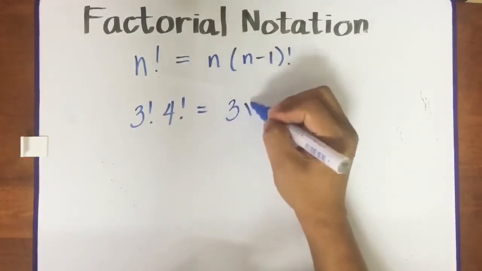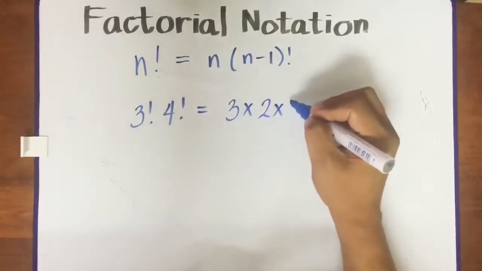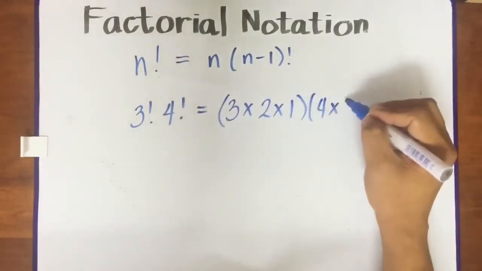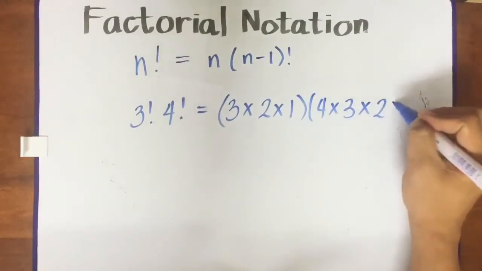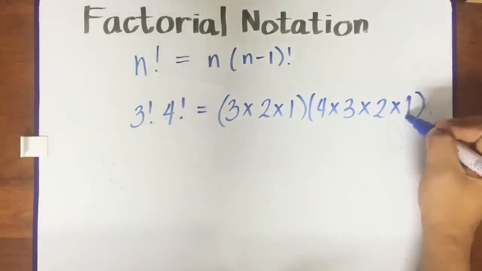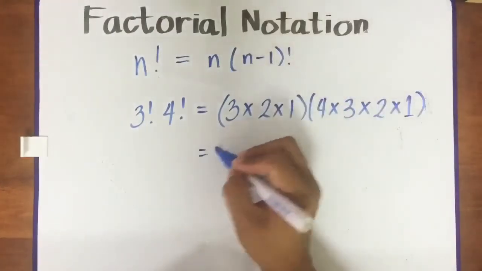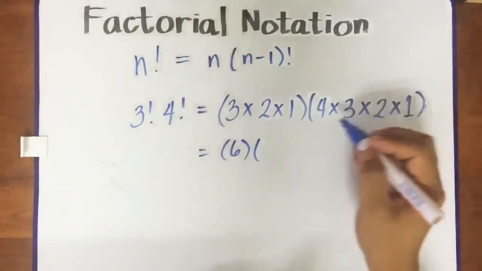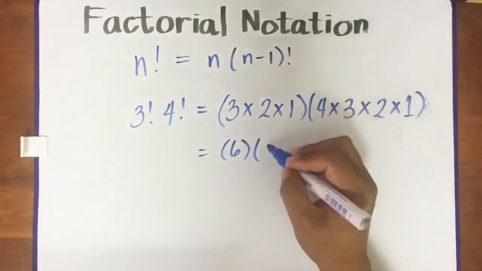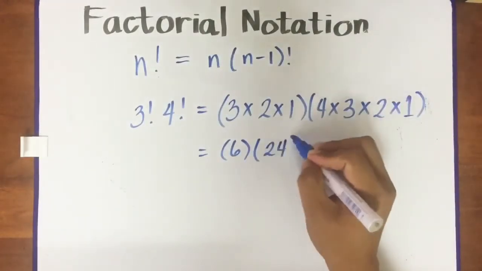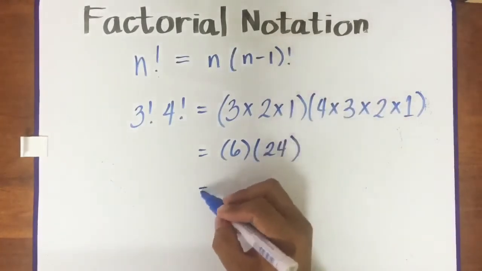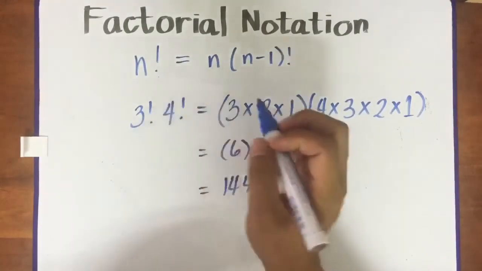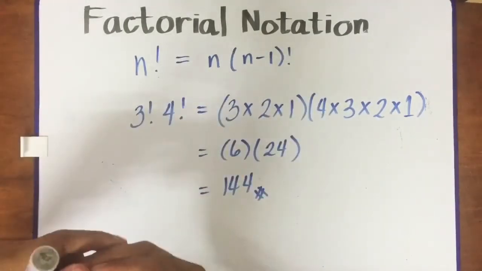Okay, now what's the value of this? It will be 3 times 2 times 1 multiplied by 4 times 3 times 2 times 1. Okay, so you'll have 3 times 2 times 1 is 6, multiplied by 4 times 3 is 12 times 2 is 24. 24 times 6 is 144. That's the value of 3 factorial times 4 factorial.